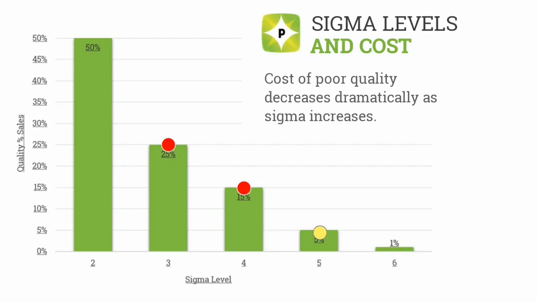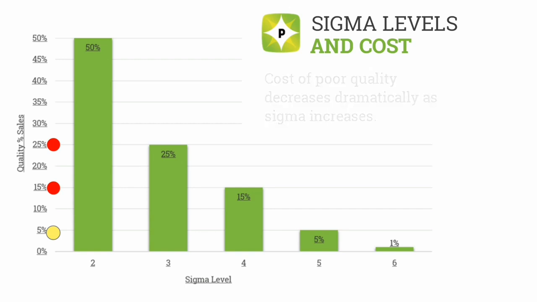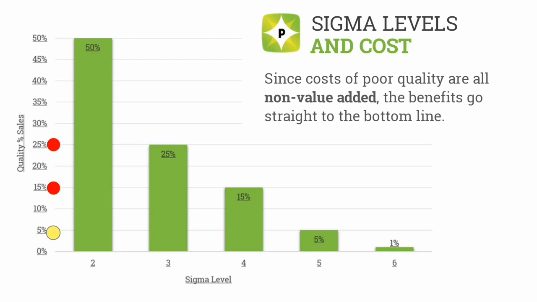Research has shown that quality levels are linked to costs. Costs rise exponentially as quality declines. This graphic shows that companies with quality at a 3 or 4 sigma level spend between 15 and 25% of their sales dollars on cost of poor quality. Companies with quality levels near Six Sigma spend less than 5%. Since costs of poor quality are all non-value added, the benefits go straight to the bottom line. This is an important distinction between Six Sigma and the mindless cost-cutting programs that cut value instead of waste.